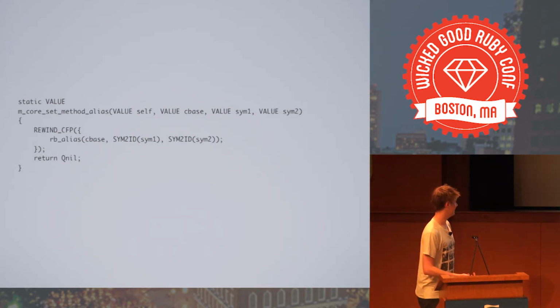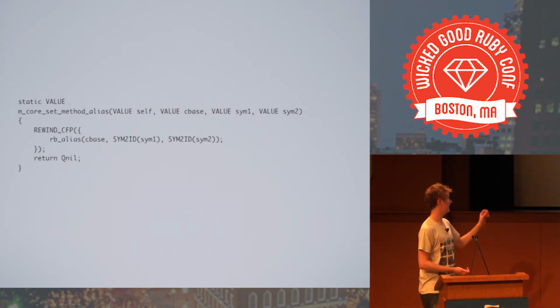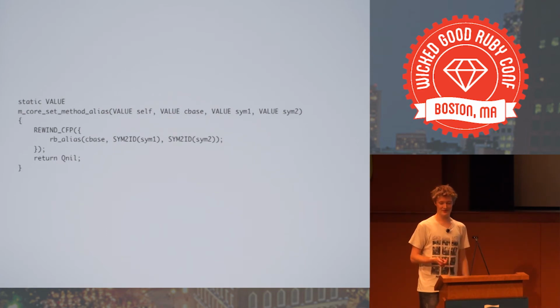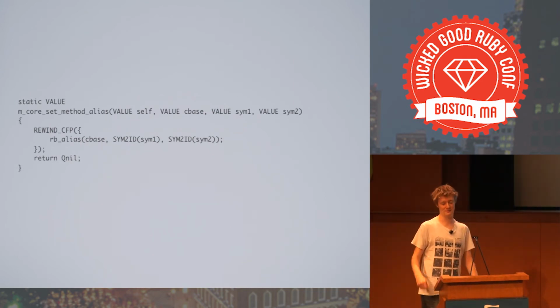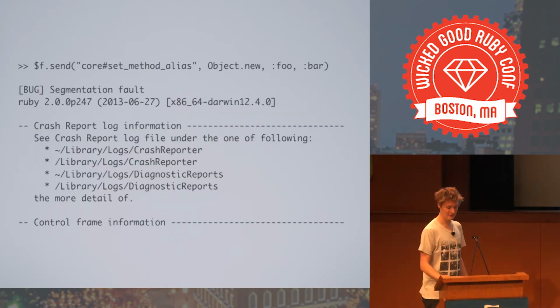There's also set_method_alias, which will just alias the methods that you pass in. But note that this doesn't actually do any type checking. It assumes that the class that's being passed in is a class because it assumes that it's only ever being called internally. So if you call it with something that's not a class, you get a segfault.